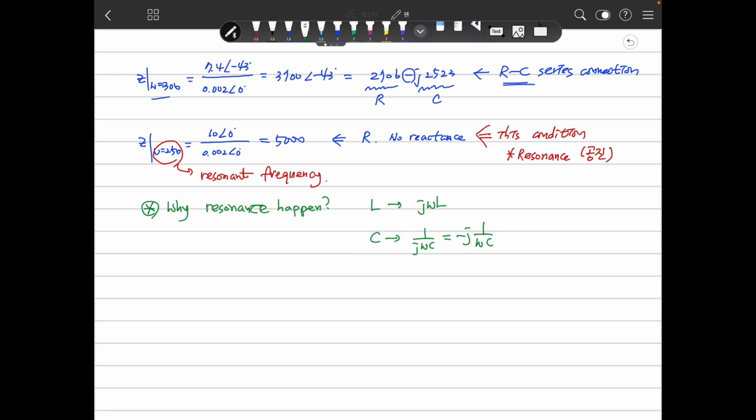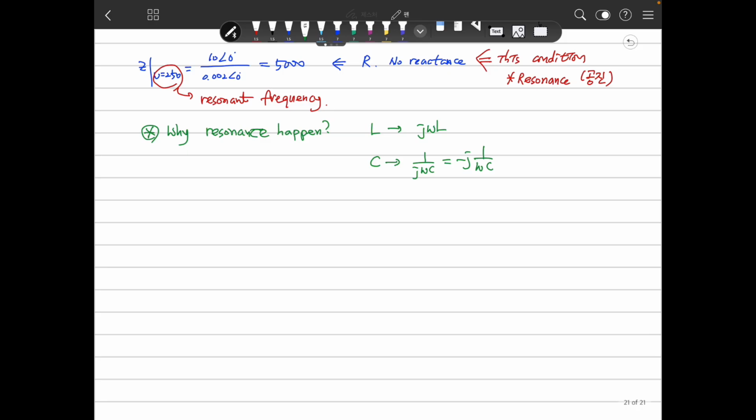So we can draw the impedance in the Bode plots. We can draw this here. This is omega, and this is the impedance magnitude.